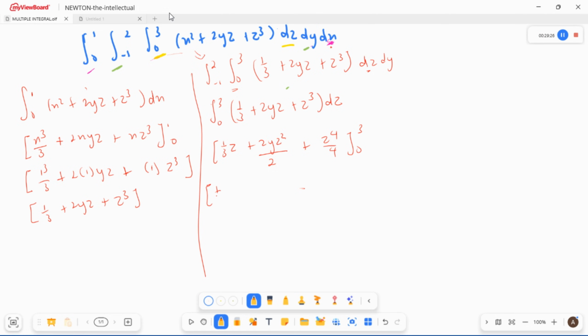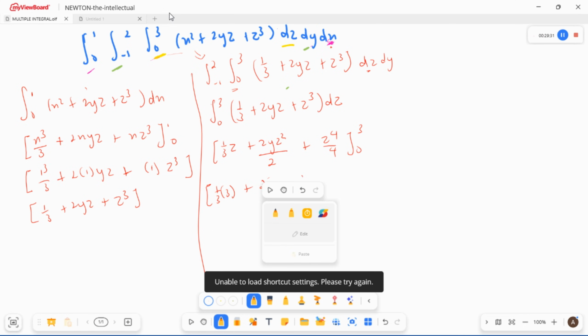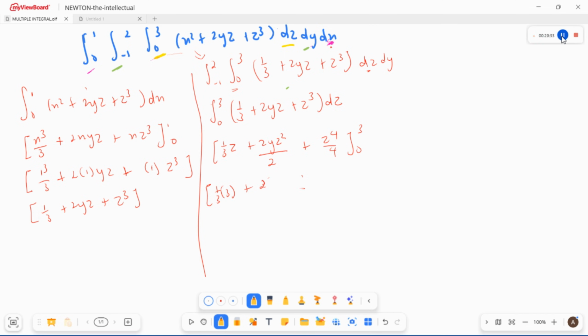So we have 1 over 3 multiplied by 3 plus 2y, then for z, that's 3 squared over 2 plus 3 raised to the power of 4 over 4. So now this will give us 1 plus, 2 cancels out, so we have 9y, then here we have 81 over 4, since 3 raised to the power of 4 is 81. So now we're just going to plug it into the last integral.